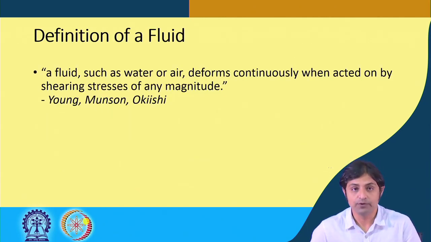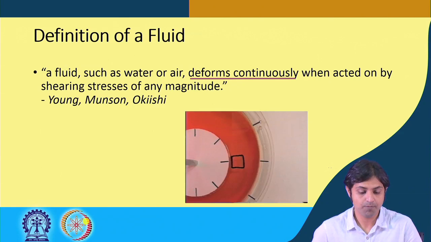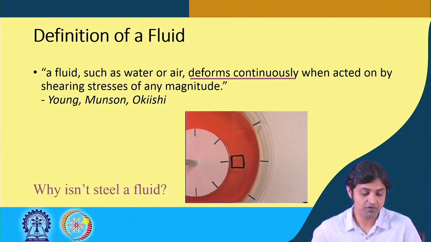What is the definition of a fluid? According to Young, Munson and Okiishi in their book, a fluid such as water or air deforms continuously when acted on by shearing stresses of any magnitude. One of the important words here to note is deforms continuously. So that is what a fluid is. So I have a question, why isn't steel a fluid? Because the steel does not deform continuously if a small force is applied, and by definition if you apply whatever single force, simplest force, the fluid will deform.